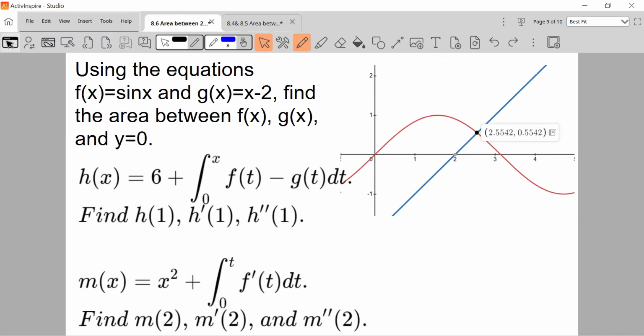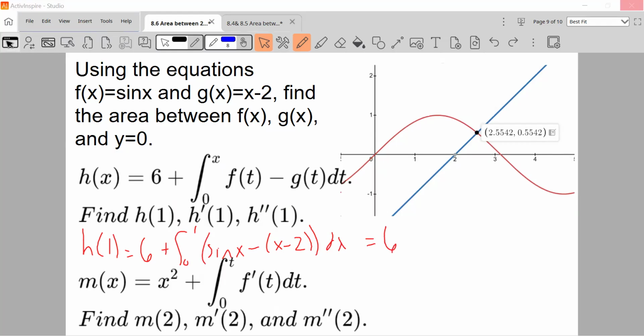We're asked to figure out h of 1, h prime of 1, and h double prime of 1. Okay? For this one, to find h of 1 is just equal to 6 plus the integral from 0 to 1 of sine of x minus the quantity x minus 2 dx. That's going to be equal to 6 minus cosine of x.